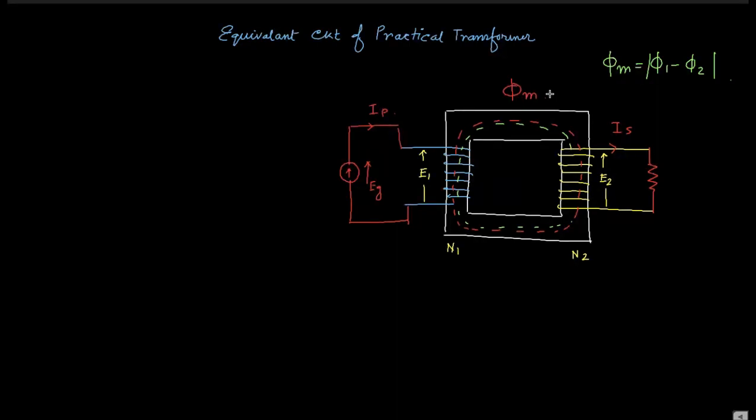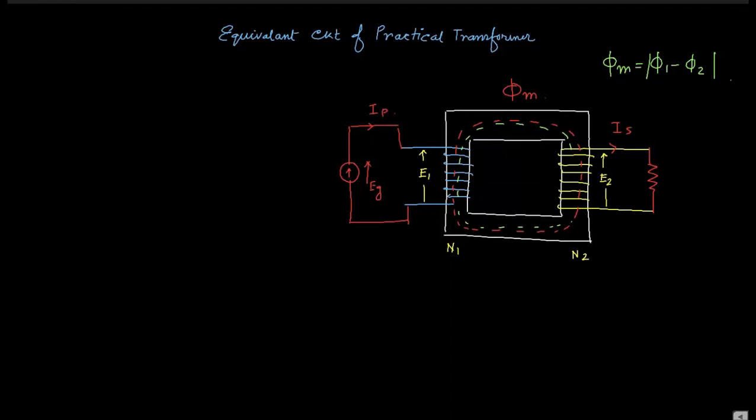So which one is greater, phi 1 or phi 2, depends upon the number of turns in the coil. If the number of turns in the secondary side is more, then phi 2, the mutual flux developed at the secondary side, will be much higher than phi 1, the flux induced in the primary side. So this is the mutual flux phi m which flows through the core.